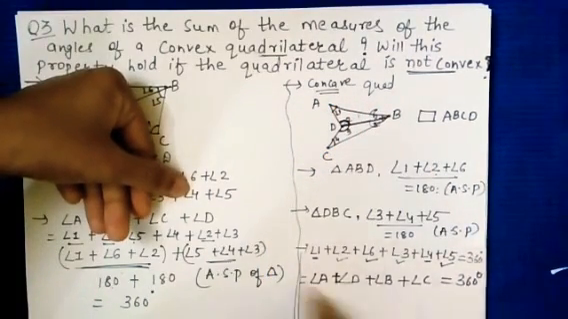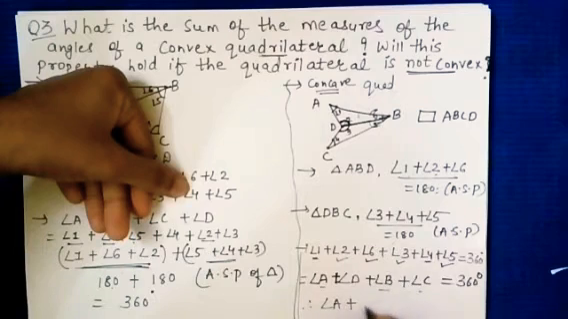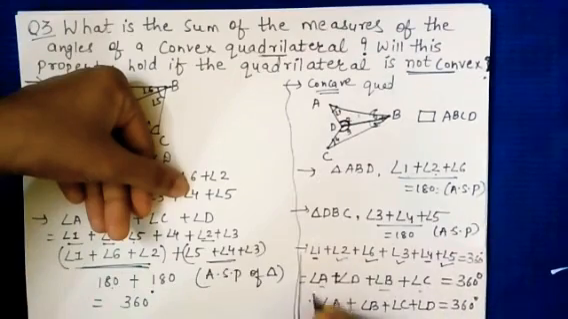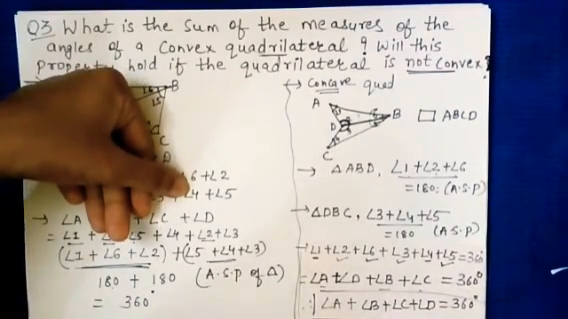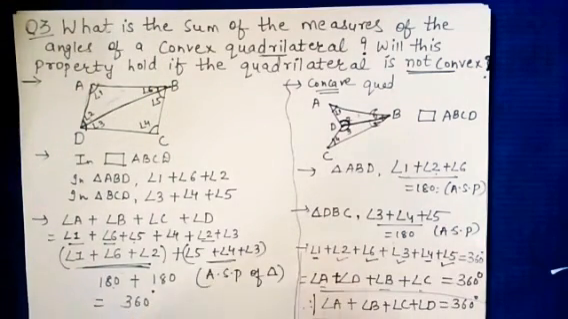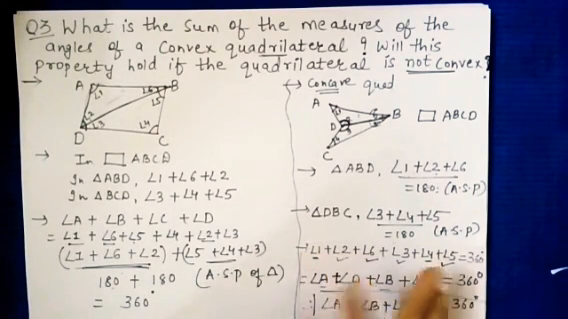If you want, you can arrange it: first angle A, then B, then C, and then D. So it will be angle A plus angle B plus angle C plus angle D equal to 360 degrees. So this way you will get it. For a convex quadrilateral the total is 360 degrees, and for a concave quadrilateral also the total is 360 degrees. So this property holds for both types of quadrilateral.